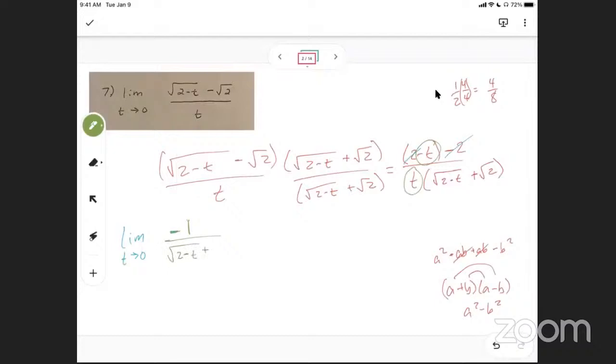Yeah. That conjugate. And now I can plug the 0 in, right? Because now when I plug in the 0, I get -1 over the square root of 2 plus the square root of 2, which just equals -1 over 2 square roots of 2. And then if you want to simplify that more, you can multiply the top and bottom by the square root of 2. So you get negative square root of 2 on the top, and you get 4 on the bottom. Either one of those answers is sufficient. And that's your answer. That make sense?